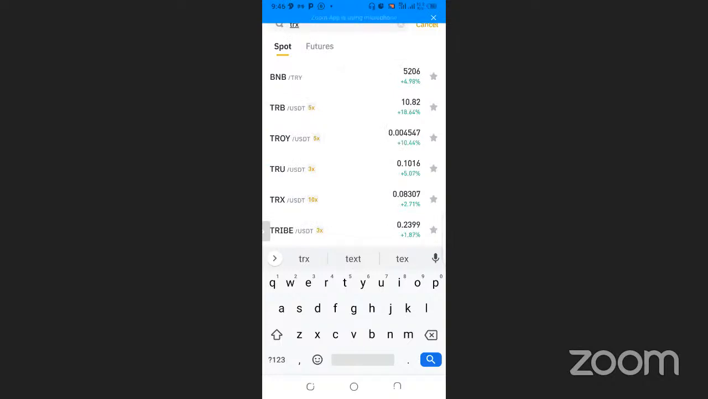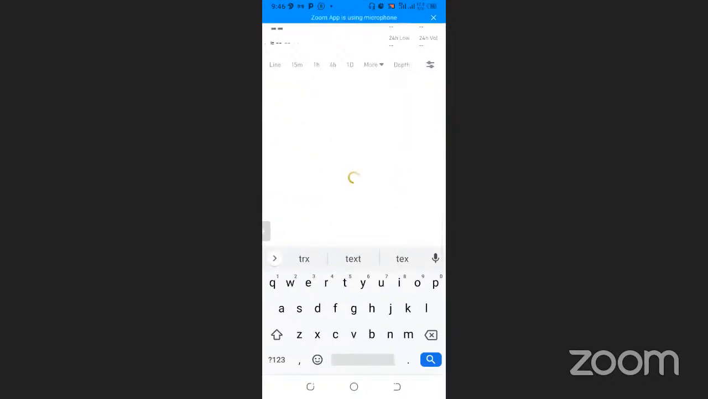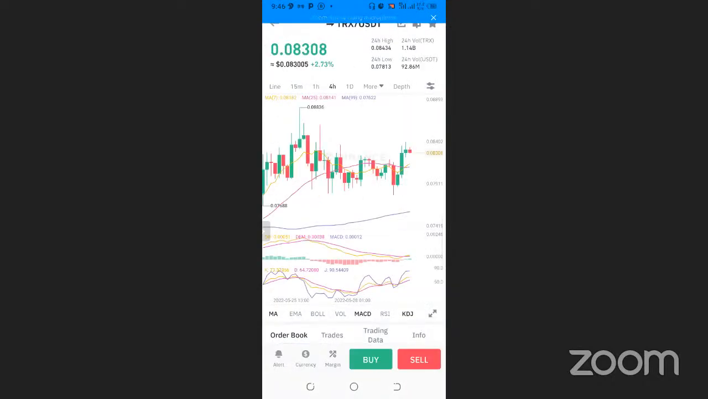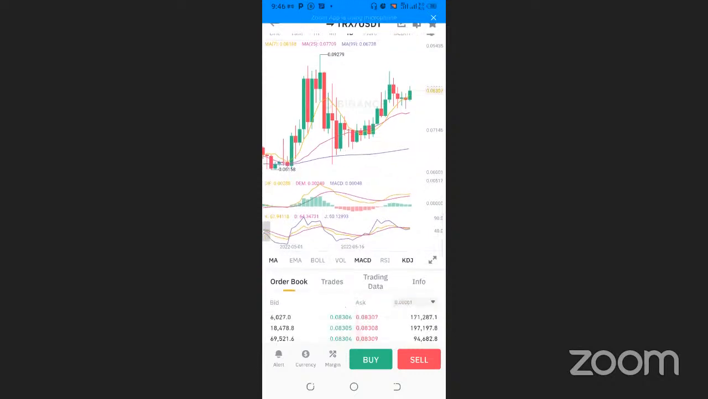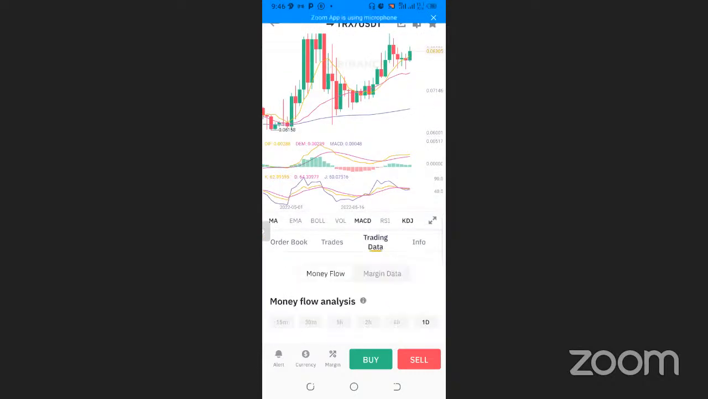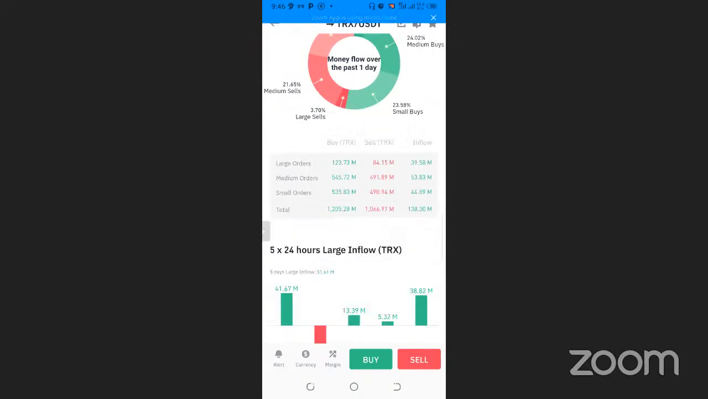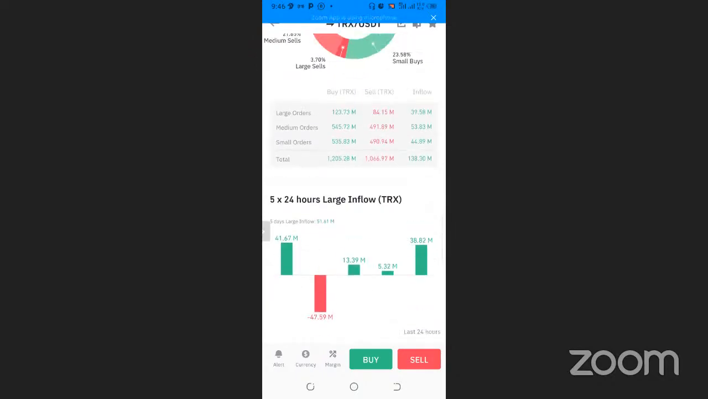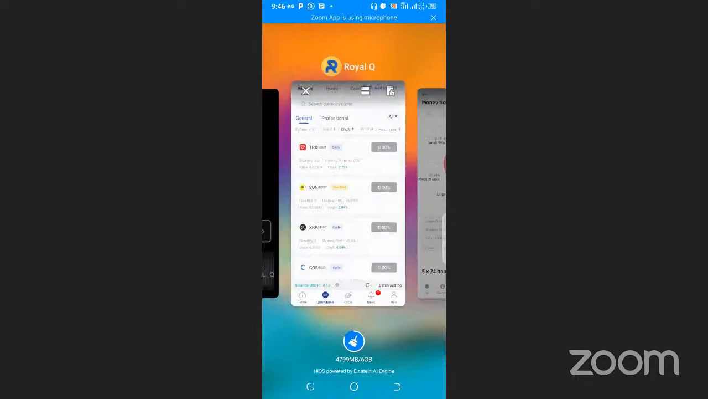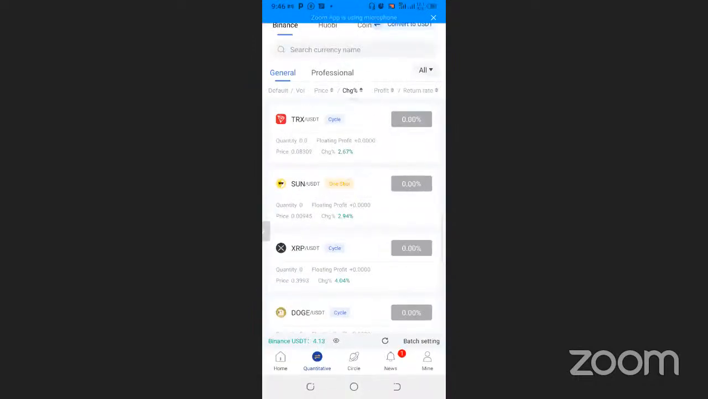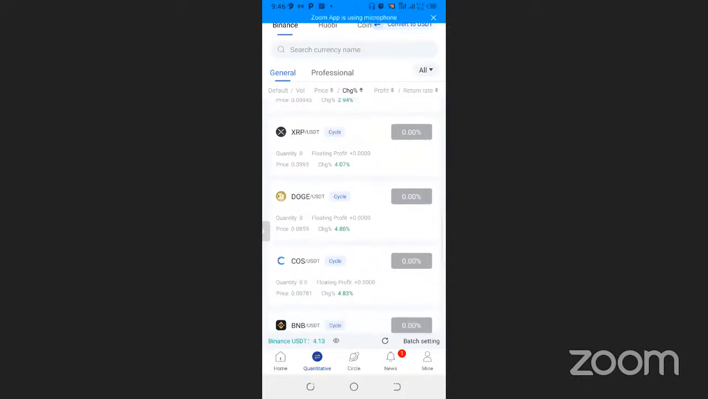TRX USDT. Okay, we are having an all-time high, 8.3. And the trade signal will be, okay. The first coin we are going to trade this morning is what? TRX. TRX is the first coin we are going to trade this morning.